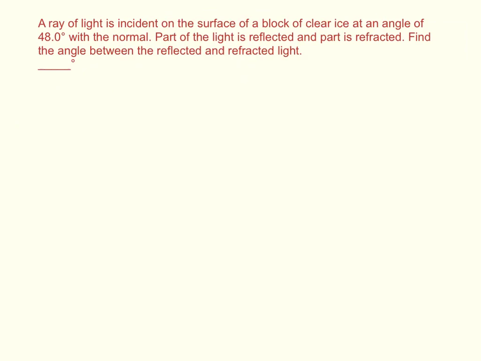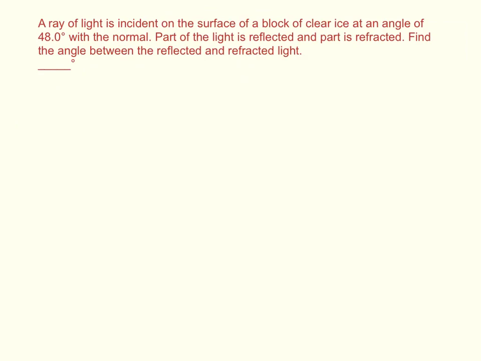The question says a ray of light is incident on the surface of a block of clear ice at an angle of 48 degrees with the normal. Part of the light is reflected and part is refracted. Find the angle between the reflected and refracted light.